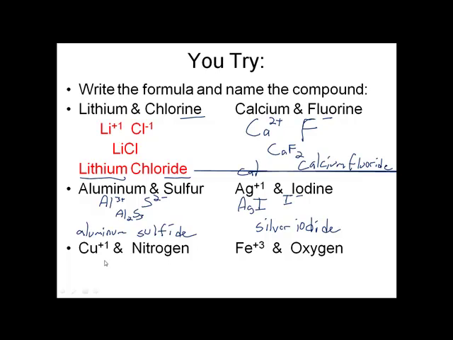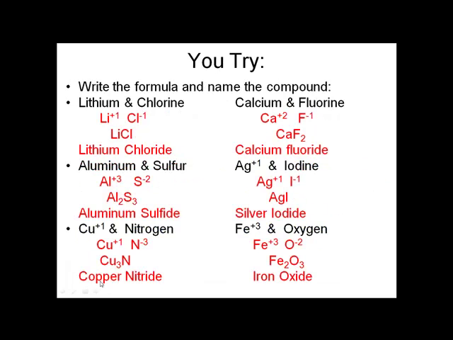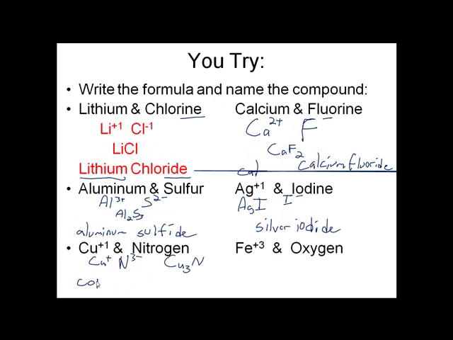Last two examples, we have Cu, which is copper, with a +1 charge. You can just write plus, you don't have to write +1. And nitrogen forms a -3 charge. Here we have to do the switcheroo because they're different. Cu3N. We get copper nitride.